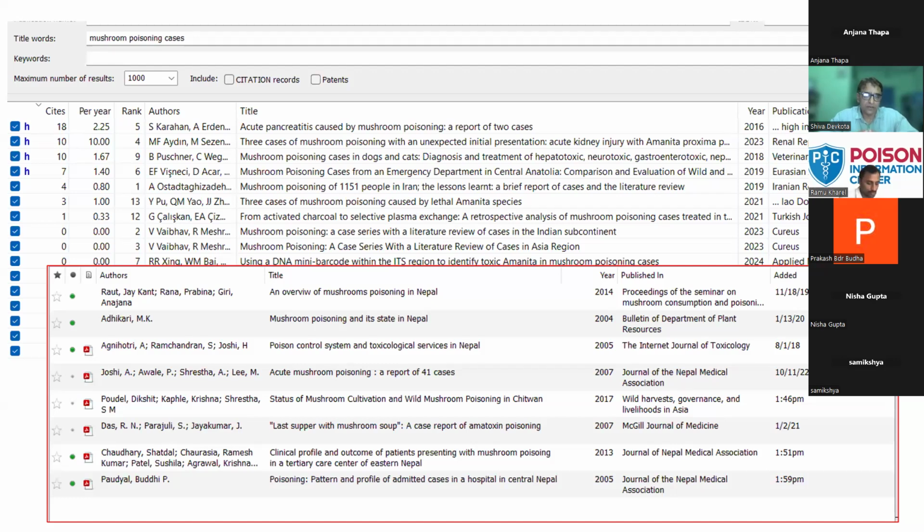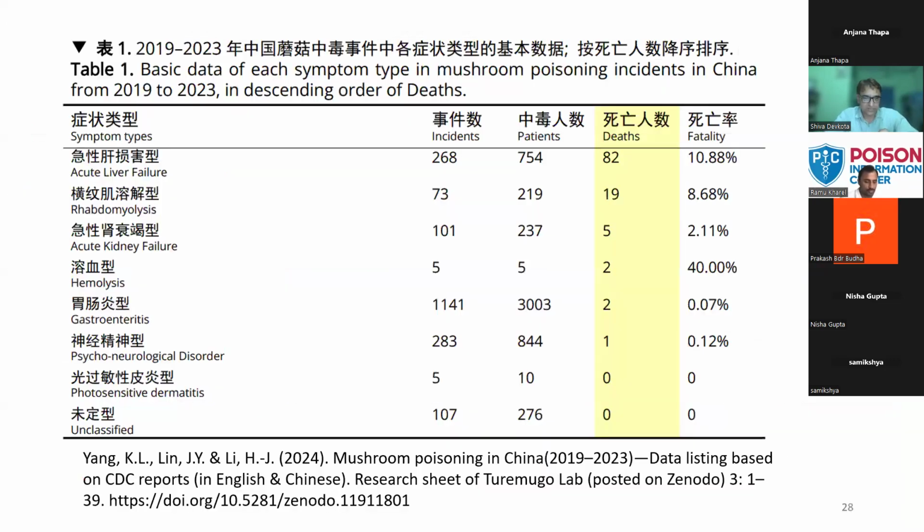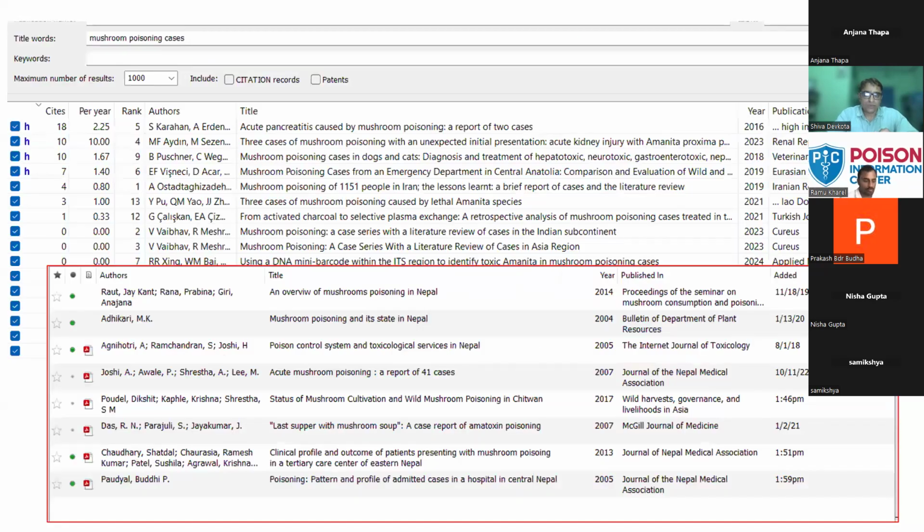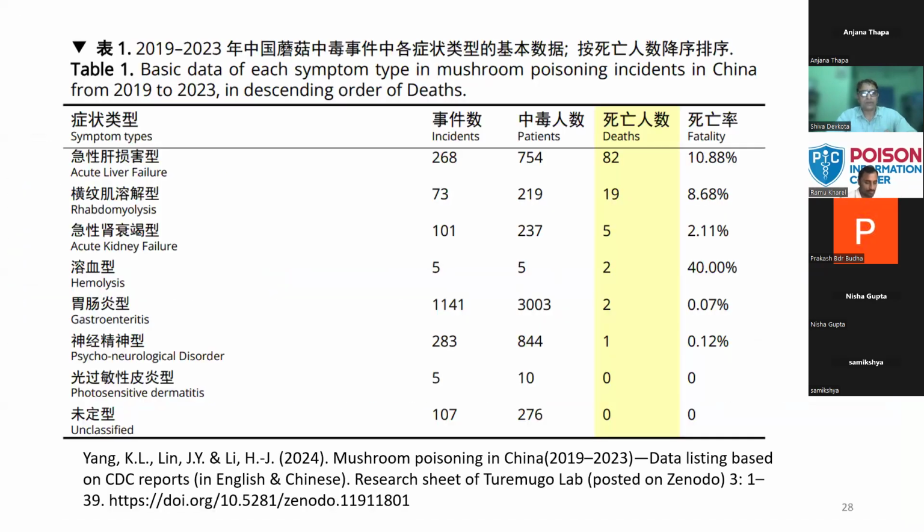Then after knowing such areas and such communities, we can develop projects and implement them directly, working with such communities. So that is what I'm expecting to do next year. We don't have real data from Nepal, so I just took this slide, a piece of a table from basic data on each symptom type of mushroom poisoning incidents in China. And most of the cases there in China are acute liver failure.